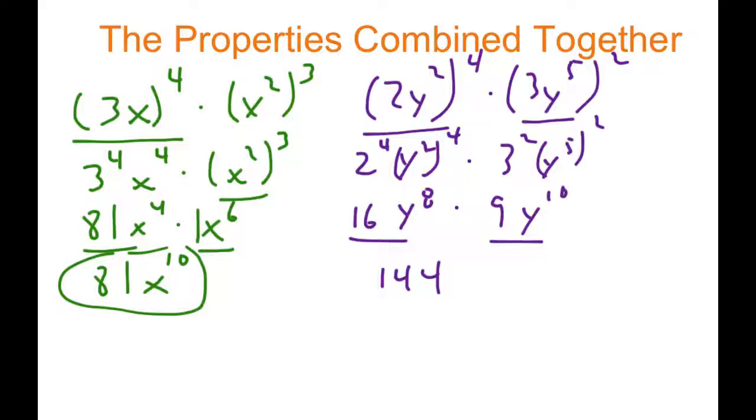y to the 8th times y to the 10th, product of powers. So we have our base of y. We add the exponents, because we multiply, we add exponents. 8 plus 10 is 18. And then 144, y to the 18th power.